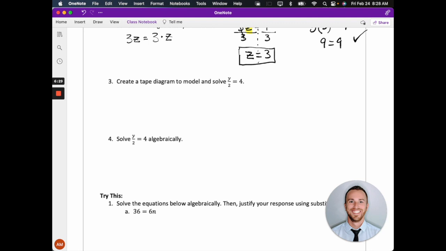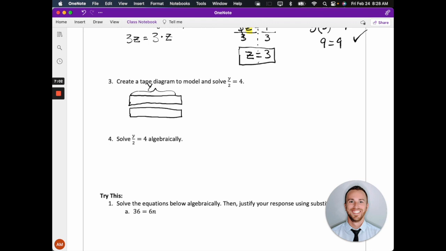So I'm going to draw my 2 boxes to represent my tape diagram here. Actually, for this one you could probably just draw one box, but anyway. If I'm going to call this one y, this is my whole thing. My whole box is y here.